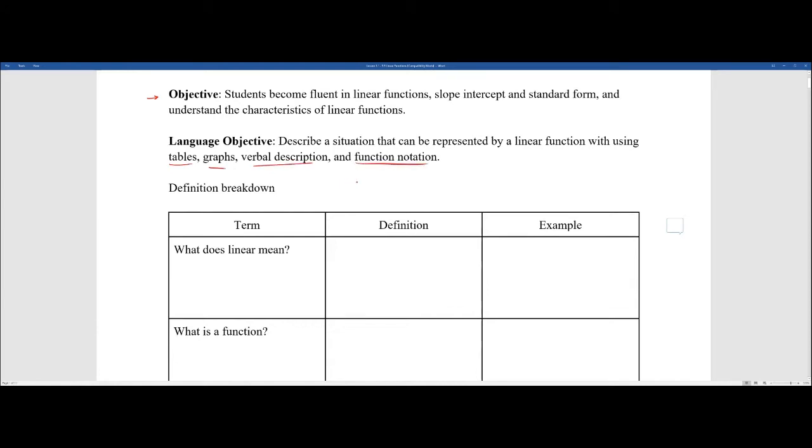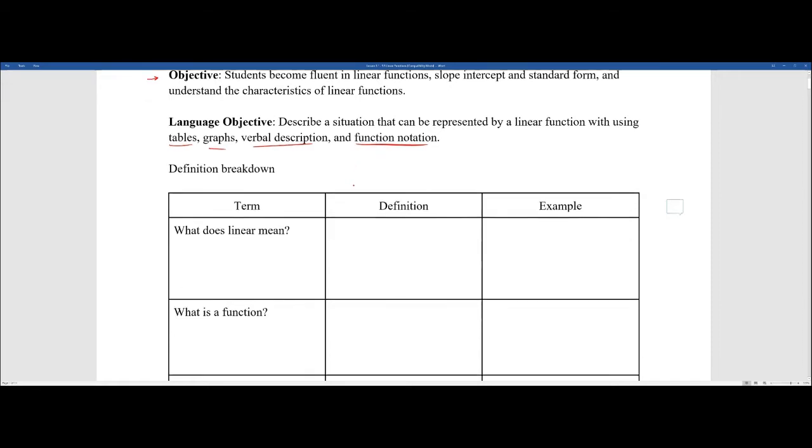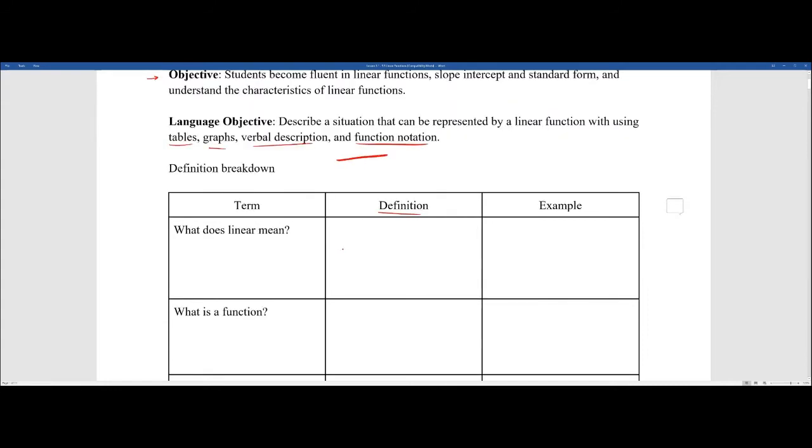You will be tested on that, not just in this class, but also in geometry. We use this all the time. All right, so definitions breakdown. What does linear mean? Think of the definition. Linear, to me, is you have a constant rate of change, and you can represent it with a straight line. So visually, a linear would be a straight line. That's how I would probably diagnose it.